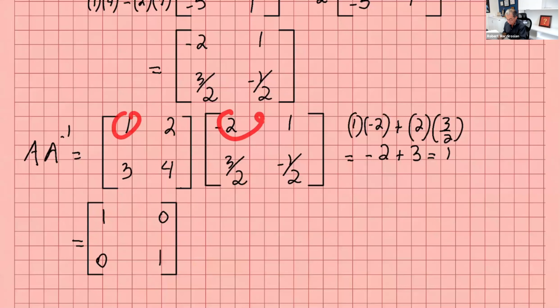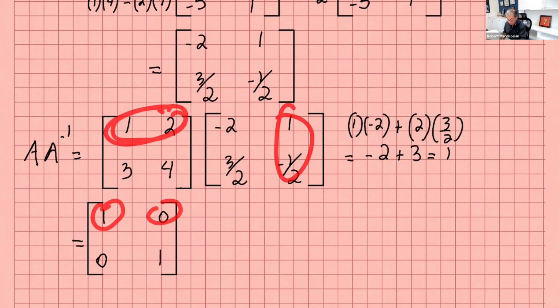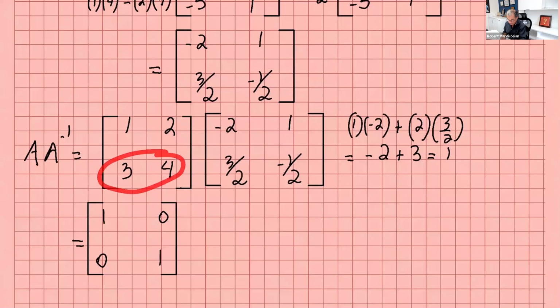1 times -2 plus 2 times 3 over 2 is going to give you -2 plus 3, which is going to give you 1. You want to get this one, let's just try it. So it's the first row and the second column. 1 times 1 is 1. 2 times -1/2 is -1. So you get 0. Finally, if you do that, times that, 3 times -2 is -6.